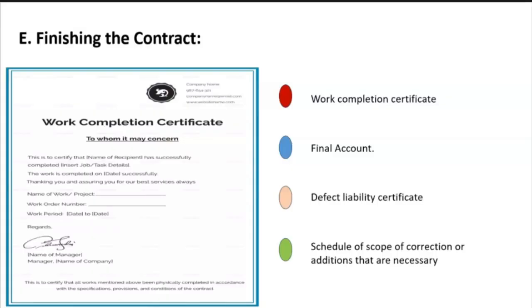If the final account is still unsatisfactory after it has been resubmitted, the project manager shall decide on the amount payable to the contractor and issue a payment certificate.